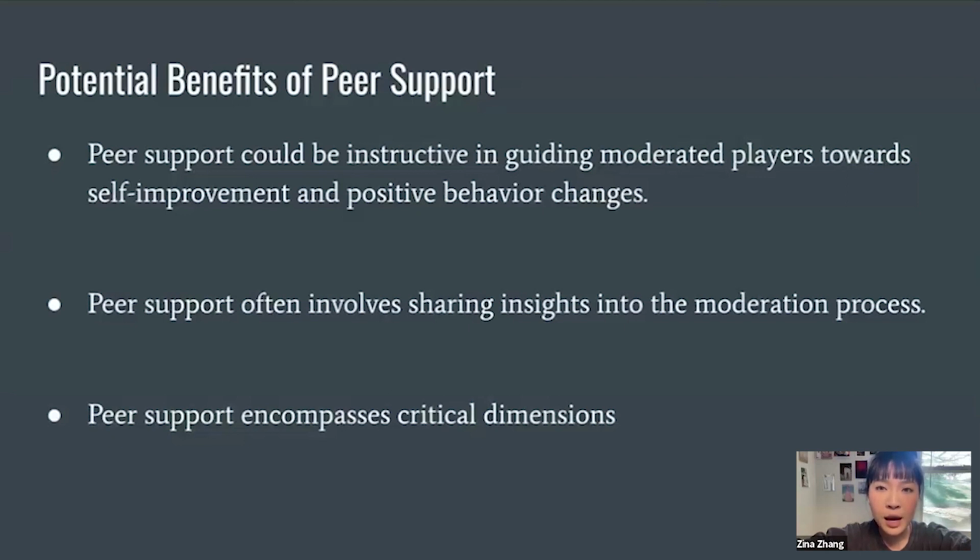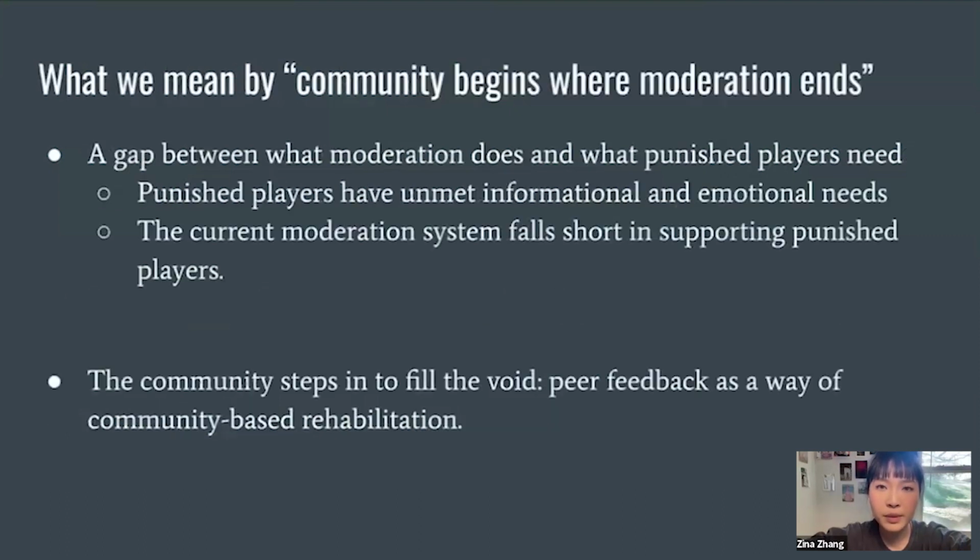Second, we found that community members like to provide information they know about moderation. And this infers that peer support often involves sharing insights into the moderation process. Finally, we found that community members also reflect on the limitations of moderation decisions. For example, sometimes a player complains that the moderation system does not understand the specific context of their gameplay. And this infers that peer support can encompass critical dimensions for punished players.